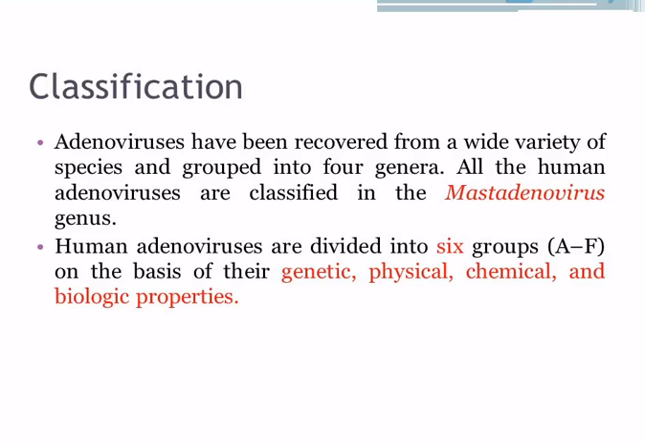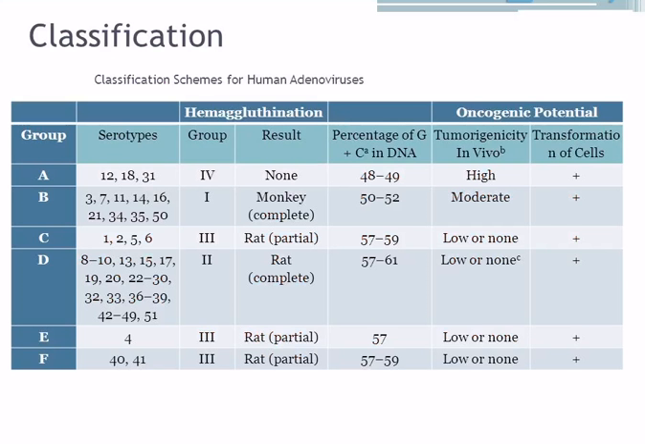Classification. Adenoviruses have been recovered from a wide variety of species and grouped into 4 genera. All the human adenoviruses are classified in the Mastadenovirus genus. Human adenoviruses are divided into 6 groups, A to F, on the basis of their genetic, physical, chemical, and biologic properties. Classification schemes for human adenoviruses.